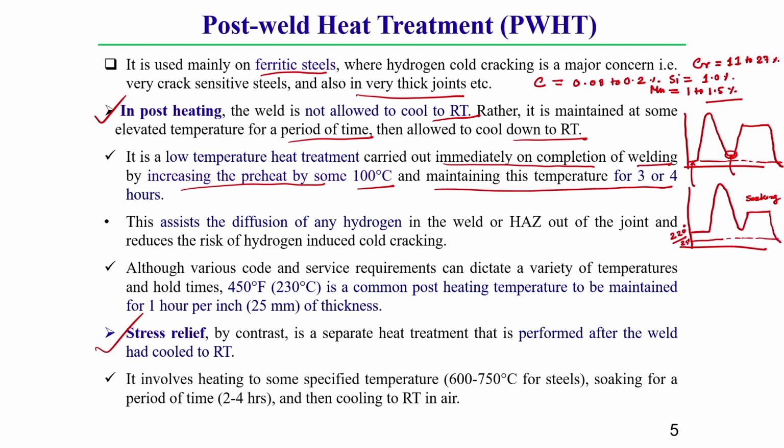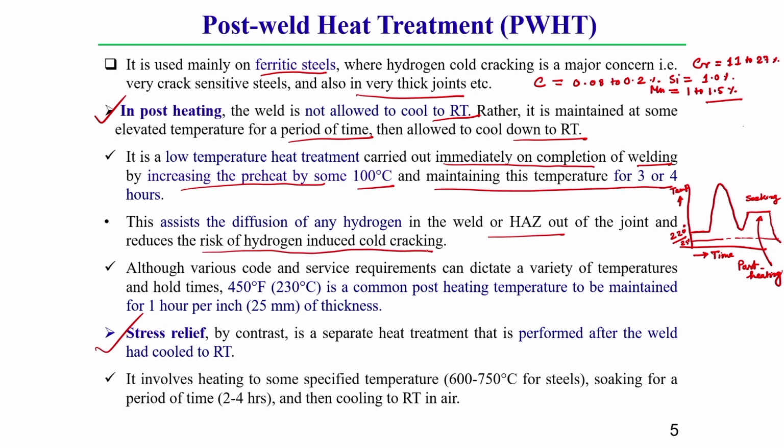This operation is generally called the post heating operation. You should keep this in mind. Here this axis represents your temperature and this axis represents your time. That is why I have written that post heating diffuses any hydrogen in the weld and heat affected zone out of the joint, and it reduces the risk of hydrogen induced cold cracking.